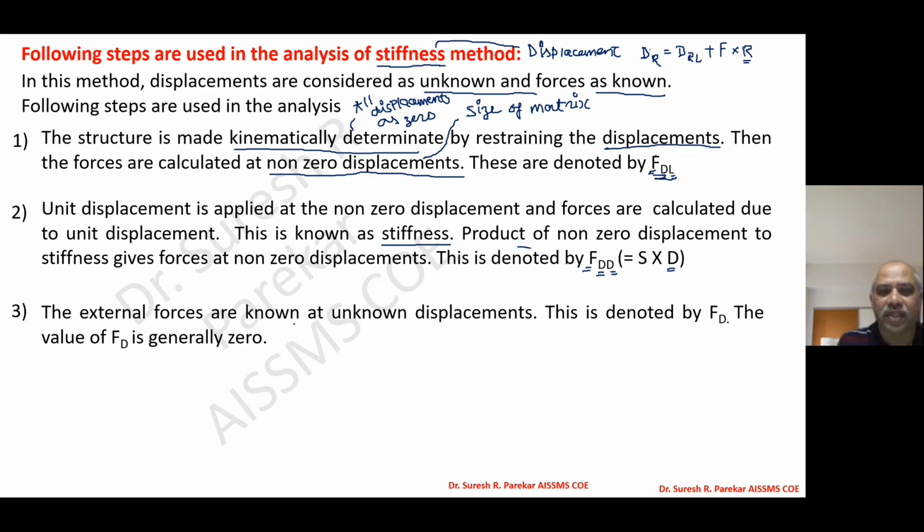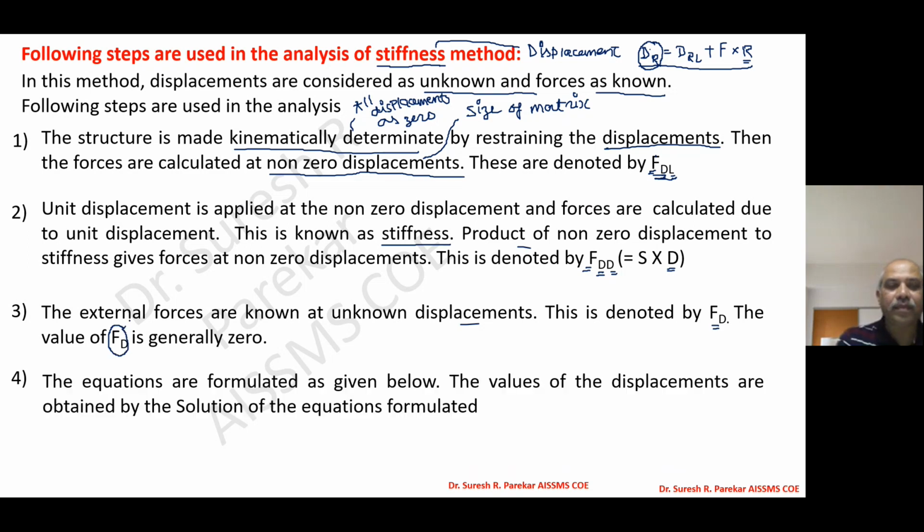Then the external forces at unknown displacement are known, and this is denoted by FD. As we have Dr = DrL + F into R, and in most cases Dr is 0, similarly here in most cases FD is 0. Then we formulate the equations as in the flexibility method, and from this equation we calculate FD = FDL + S into D. Now we will see how we prepare the stiffness matrix.